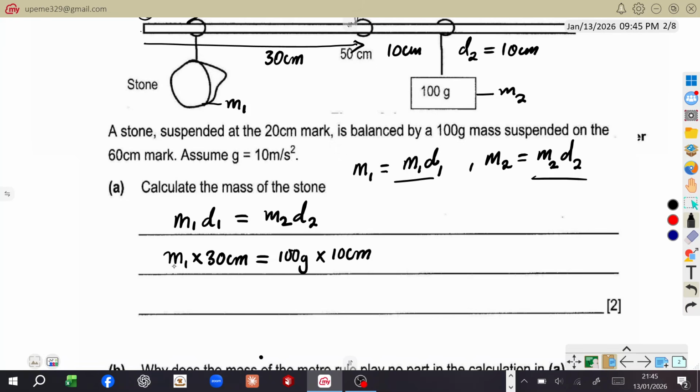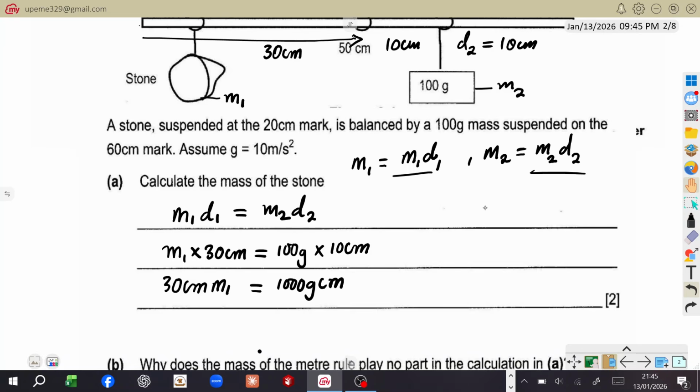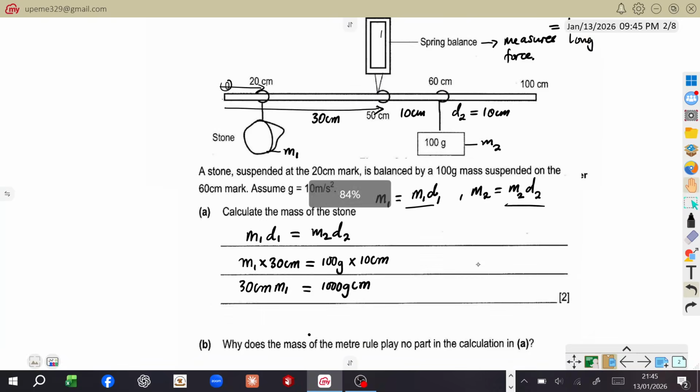Then you multiply to say M1 times 30 centimeters. It will give you 30 centimeters. Then M1 equals 100 grams times 10 centimeters. It will be 1000 grams centimeters.